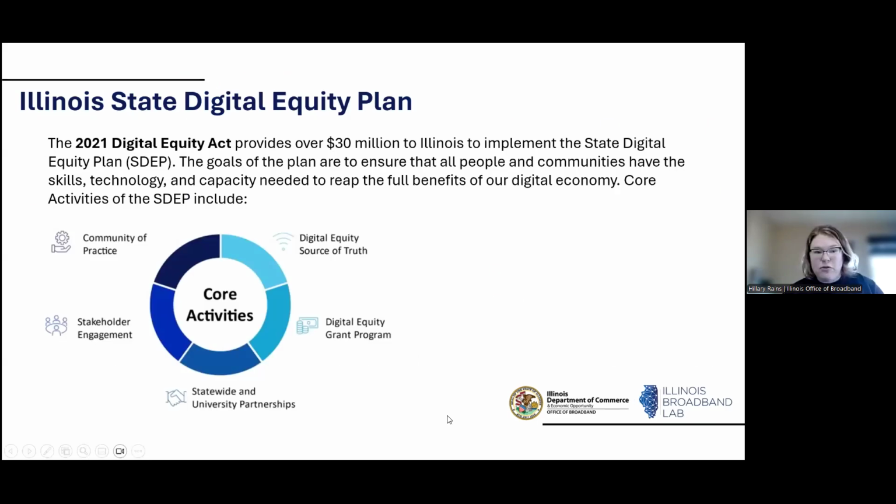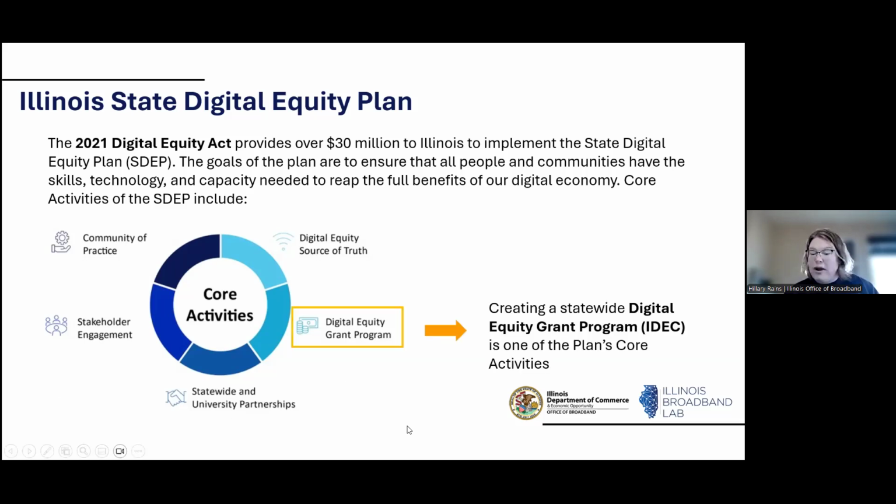You're probably also familiar with our Illinois State Digital Equity Plan, a little light reading for your weekend, only about 202 pages. But you don't need to read all of the pages if you don't want to. We are here to sum it up for you. So, the Digital Equity Act provides over $30 million for us to implement the things that we put in the plan through these 5 implementation steps. The one we're talking about today, of course, is the grant program. So, can't get anything done without some funding. So that's what we are talking about today.